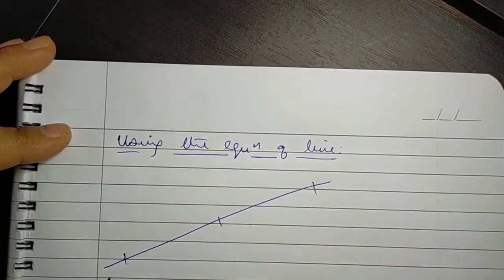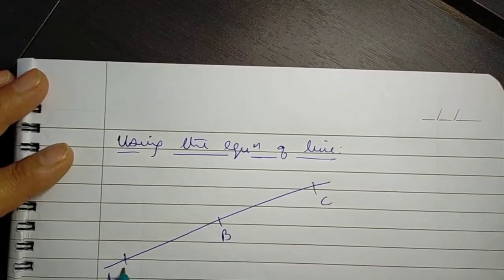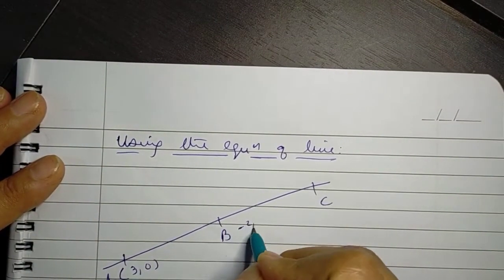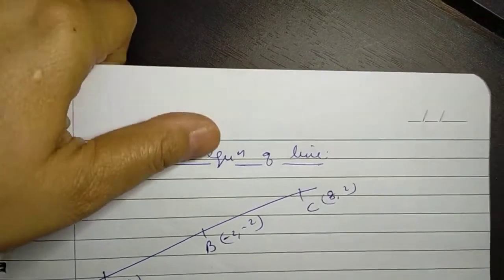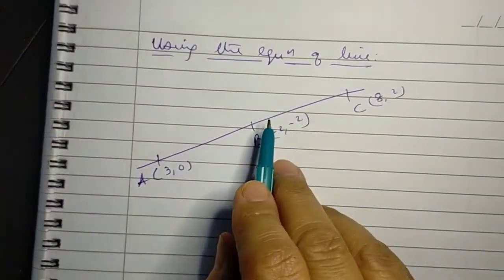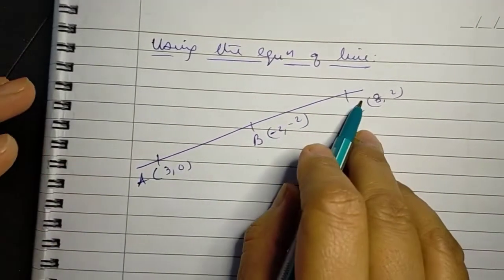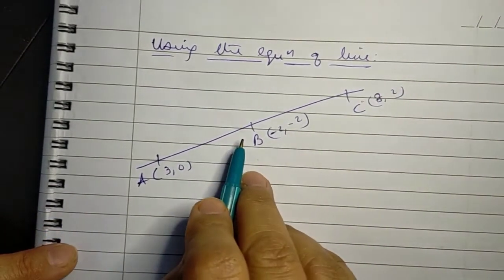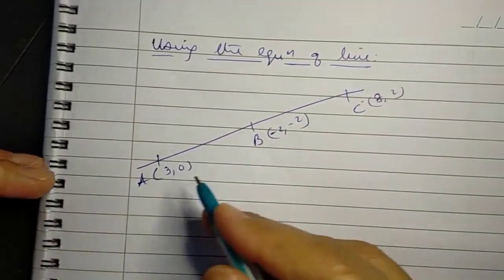Okay, so let's draw a rough sketch. The 3 points given to us, let's call them A, B and C. So the coordinates of A are (3, 0). The coordinates of B are (-2, -2). And the coordinates of C are (8, 2). Now, since the 3 points have to be shown to be collinear, what we'll do is, using any 2 points, we'll find the equation of the line. And then we will show that the third point satisfies the equation of the line. So let's take up the 2 points.